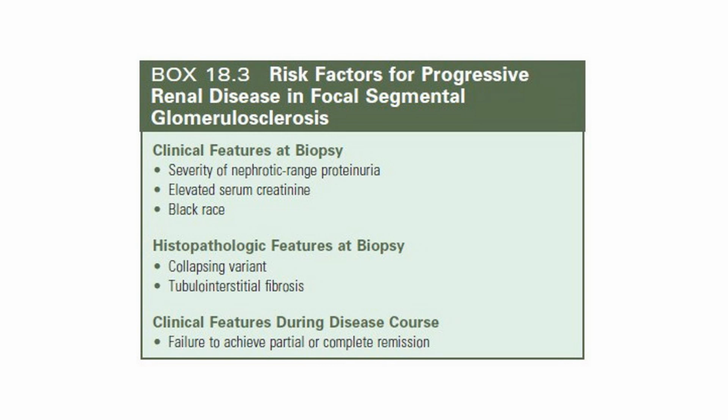Finally, what are the risk factors for progression of focal segmental glomerulosclerosis? For sure, the severity of proteinuria, the kidney function, black race, the collapsing variant, or if there is tubulointerstitial fibrosis, and failure to achieve partial or complete remission.